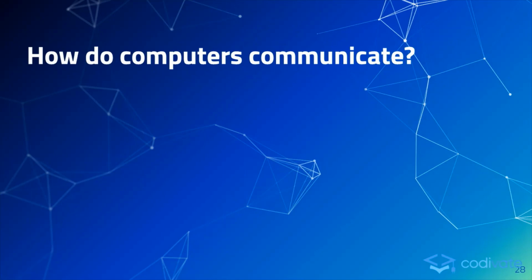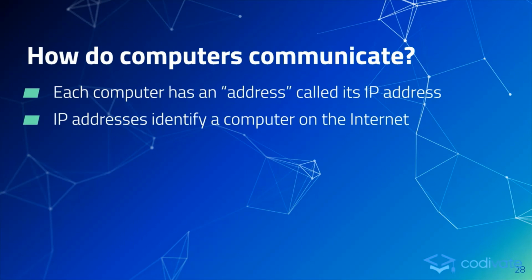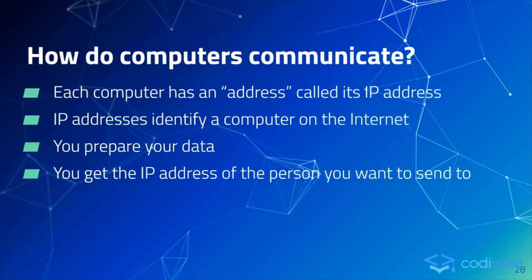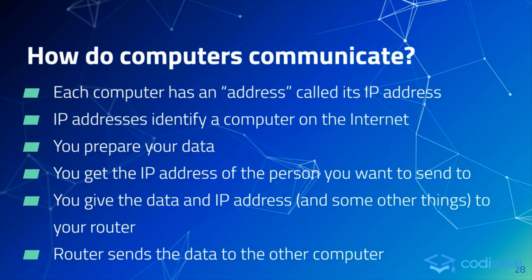Computers communicating is similar to people communicating. Let's use the example of writing a letter to someone. First you prepare what you want the letter to say, which is like preparing the data you're going to send. Then you get the address of the person you want to send it to. The computer will get the IP address of the person you want to send to depending on what you're asking it to do. Then, your computer gives the data and IP address to your router, which is a physical device in your home or in the neighborhood. The router will then send that data off and soon it will arrive at another computer. This is happening every second of every day all around you.